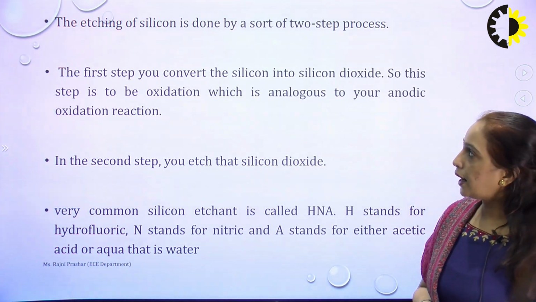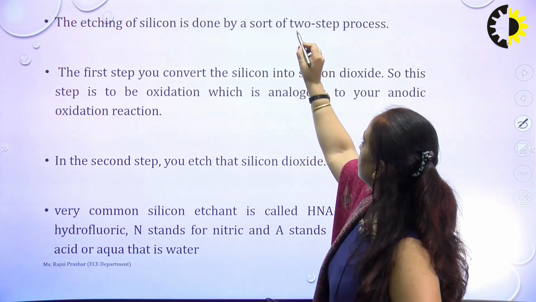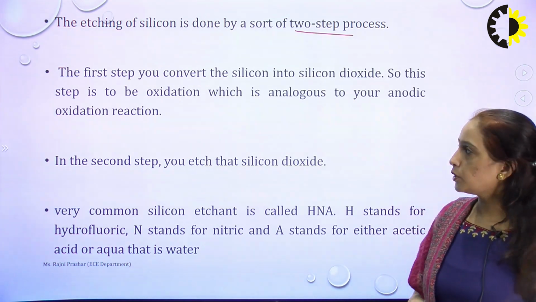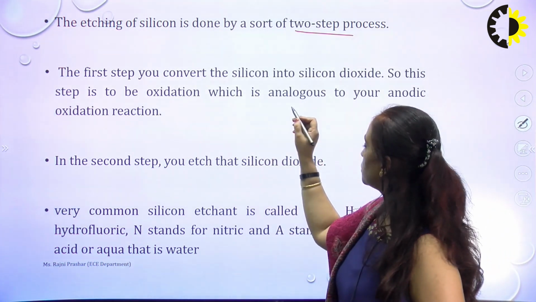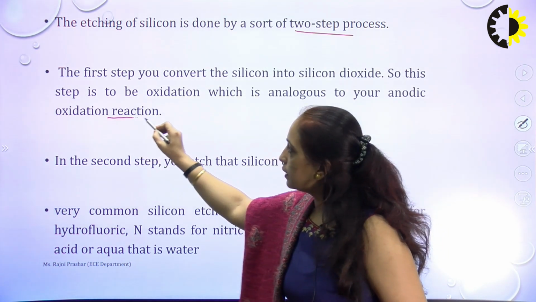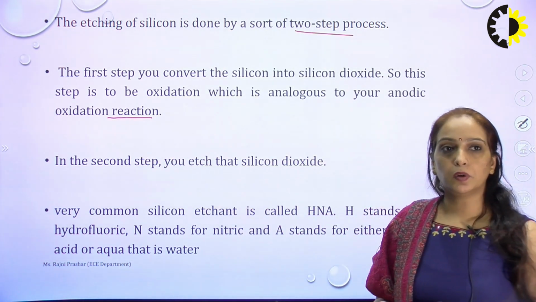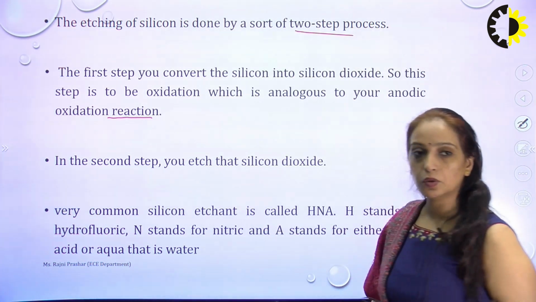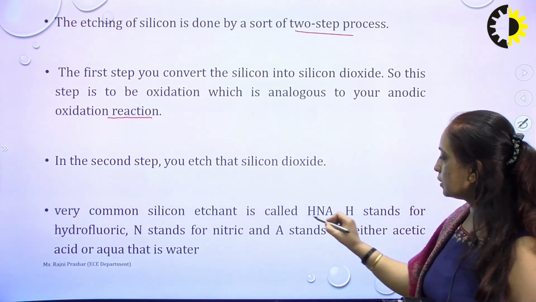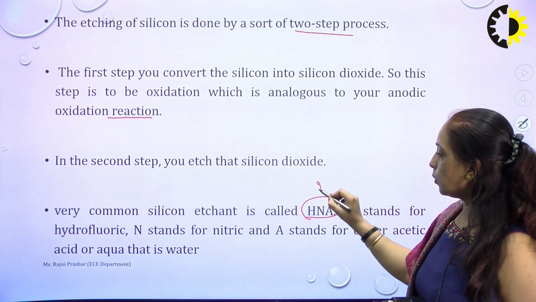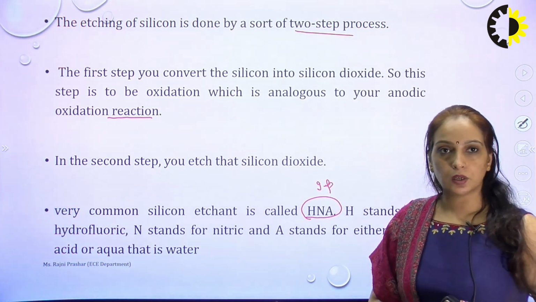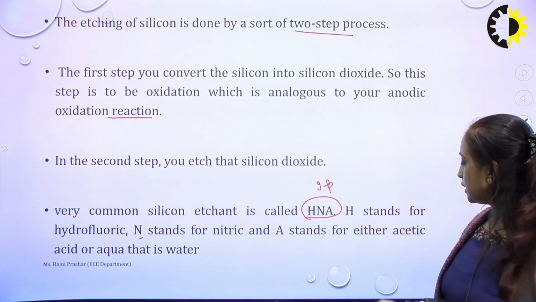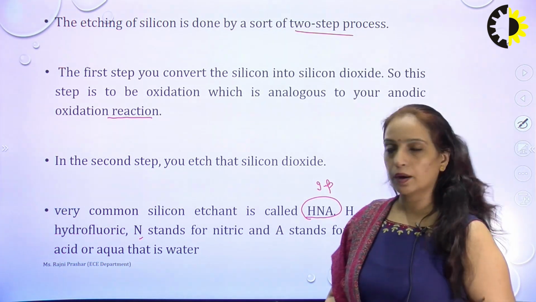So we have seen that this etching of silicon is done in a two-step process. The first step is that your silicon is converted into silicon dioxide. This process is very much analogous to your anodic oxidation reaction. And the second step is that you have to etch that silicon dioxide. Okay, and the very common etchant solution that is used to etch the silicon dioxide is known as HNA. This is one important etchant solution, where H stands for hydrofluoric acid, N stands for nitric acid, and A stands for acetic acid or aqua, that is your water.